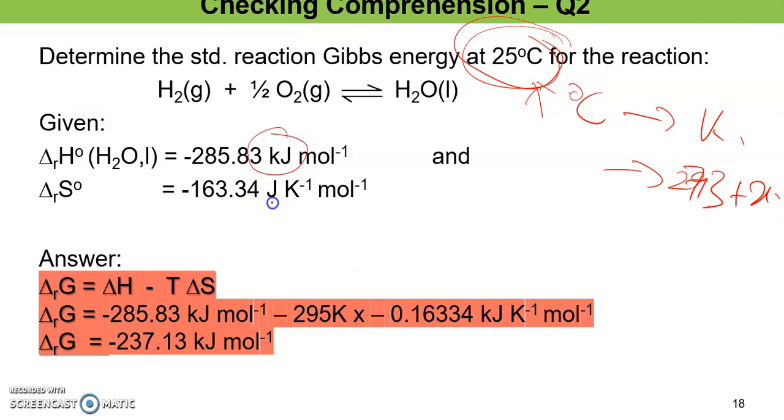What I did here is I converted joule to kilojoule. That's why we have minus 0.1634 kilojoule per Kelvin per mole. So remember this one to convert to the correct value. Our answer will be approximately negative 207.13 kilojoule per mole.